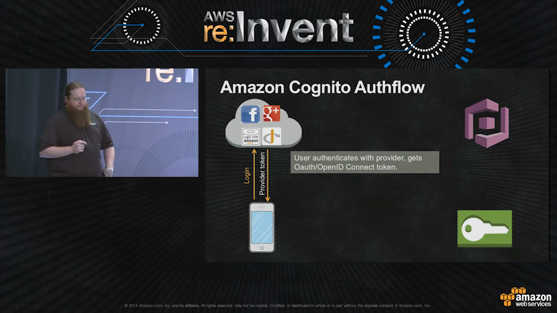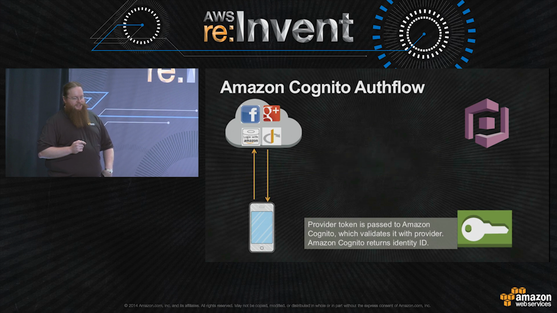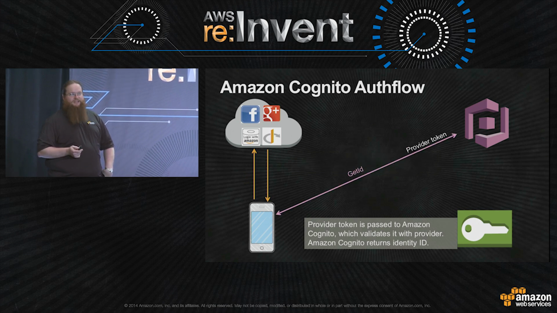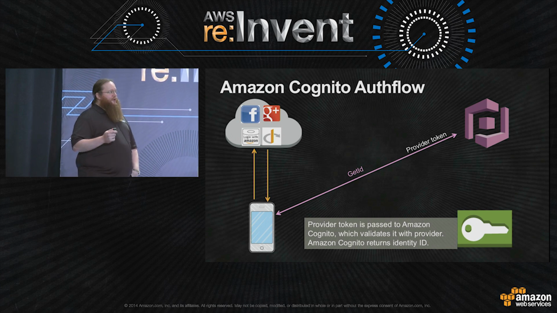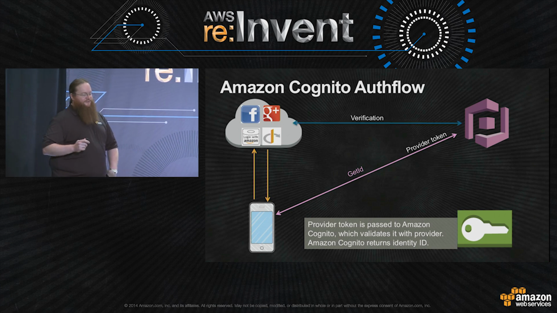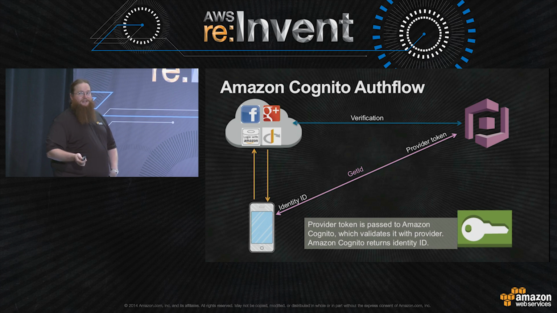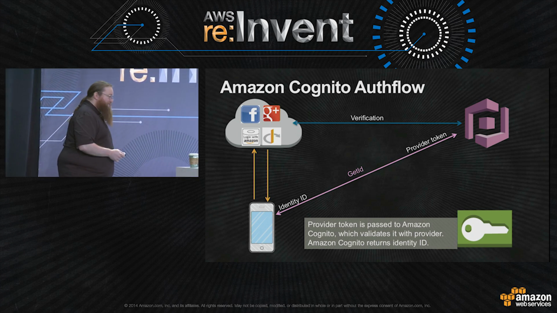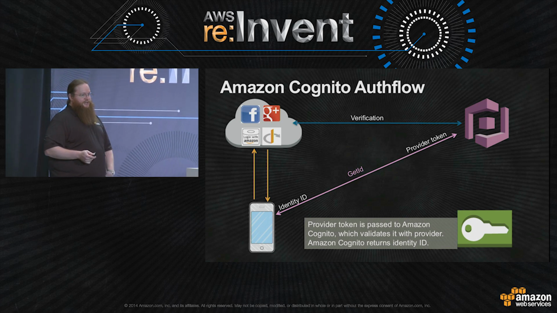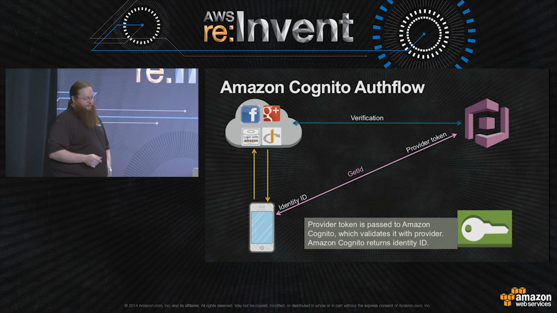Then we pass that to Cognito as part of a getId call. If this is the first time we've ever seen it, we will create a new identity for it. If it's a returning user, we will retrieve that identity. After we validate that the token is valid, we will return that identity ID back to the device. The credentials provider will cache that identity ID for you in the keychain.